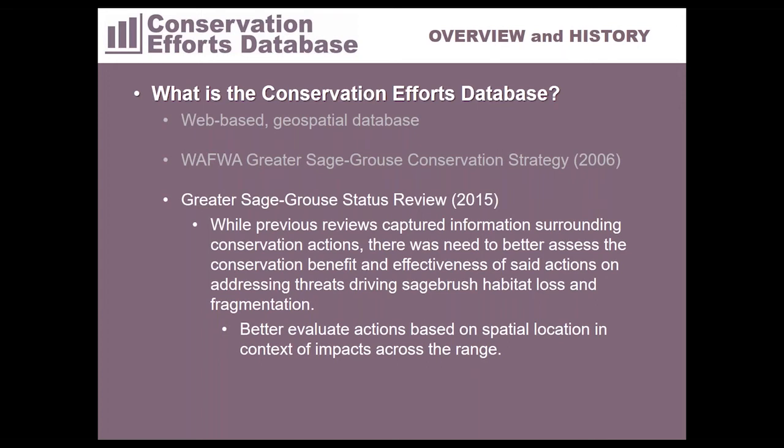We needed to know spatially where they were on the landscape, where they were being implemented relative to those threats, as well as relative to the resource, to sagebrush habitat and sage-grouse populations. Sage-grouse themselves are not evenly distributed across the landscape and have a clumped distribution, meaning that certain conservation actions sited in one area may provide a higher benefit than the same conservation action implemented somewhere else.